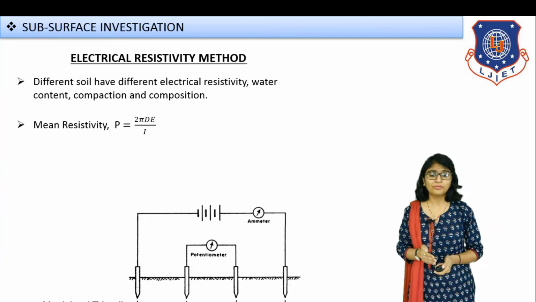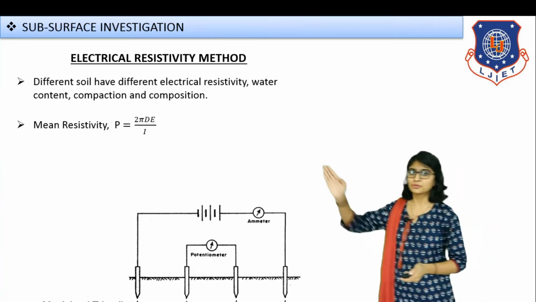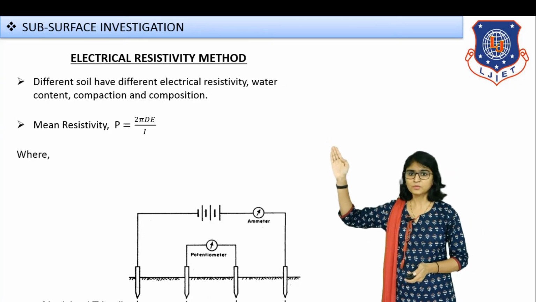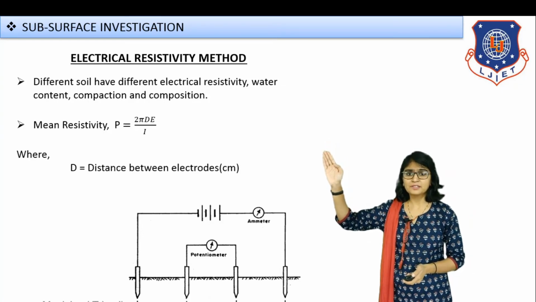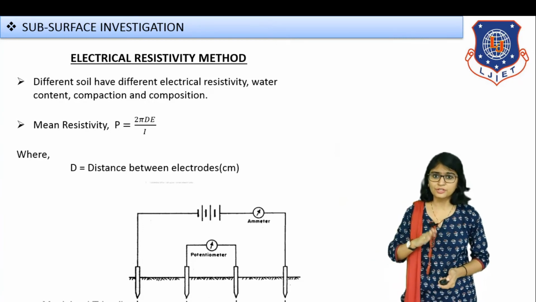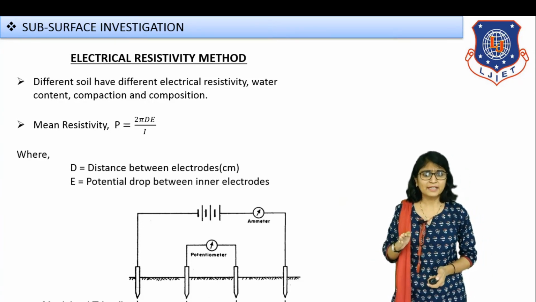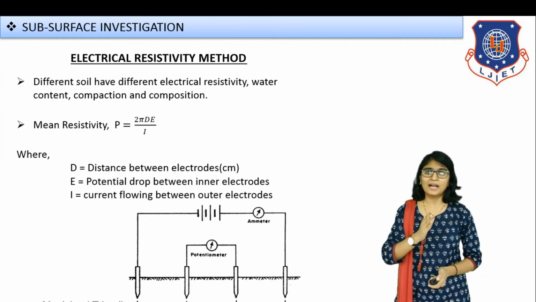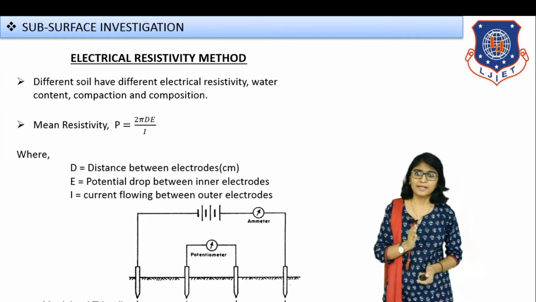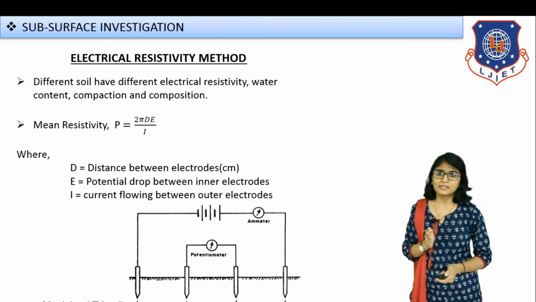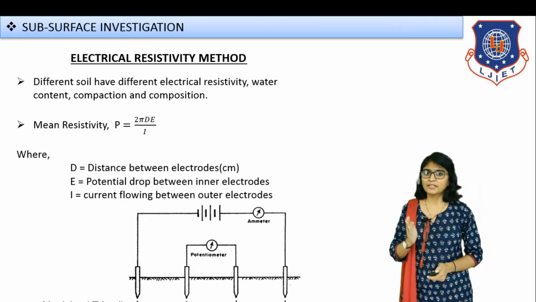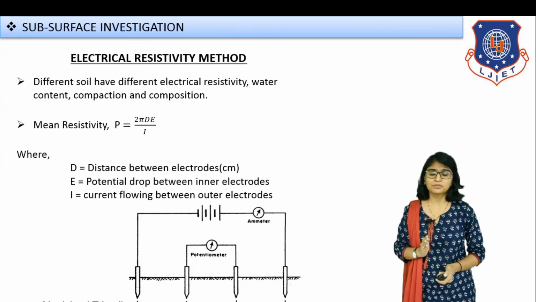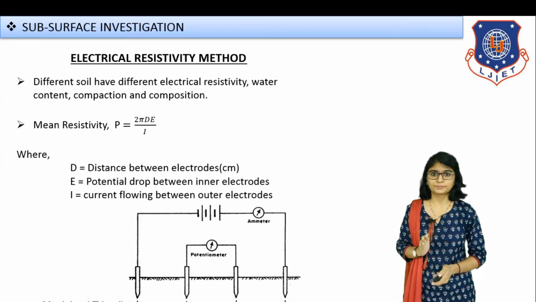So how do you find out? You have the formula which is shown over here, 2 pi dE upon I, where d is the distance between the electrodes, right? What is E? That is the potential drop recorded in the potentiometer, and I is the electric current, right? So if d is in centimeters, then this E upon I, the unit will become ohm centimeter. This gives you the resistivity of the soil.